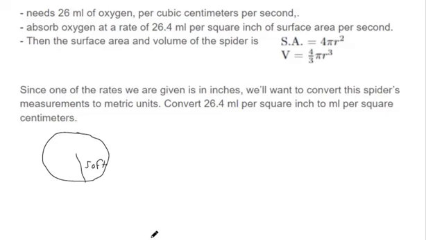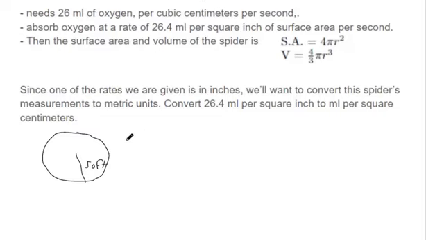Because it's a huge spider. And so we're going to assume a spider needs 26 milliliters of oxygen per cubic centimeter of the volume of the spider per second. And then we're also going to assume that it absorbs it at 26.4 milliliters per square inch of surface area per second. So, the surface area grows at a slower rate than its volume because volume is cubic and surface area is squared, right? So that's the big point of this, is that these spiders in these old horror movies couldn't exist.